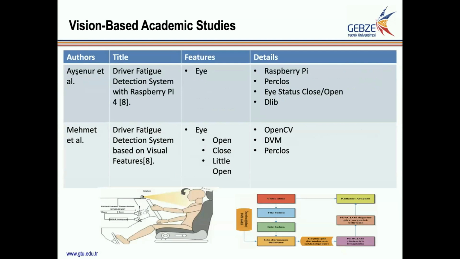As I said, it is much better to detect the driver this way. They can track the eye and also the mouth. Ayşenur and his friends developed a simple system that runs on Raspberry Pi. In that one, they are using the percentage of closure of the eyes, and also they are following the eye status, whether it is closed or open, by using the DLIB library. And Mehmet and his friends also followed the eyes, whether they are open or closed, and they again used OpenCV and PERCLOS measurements.